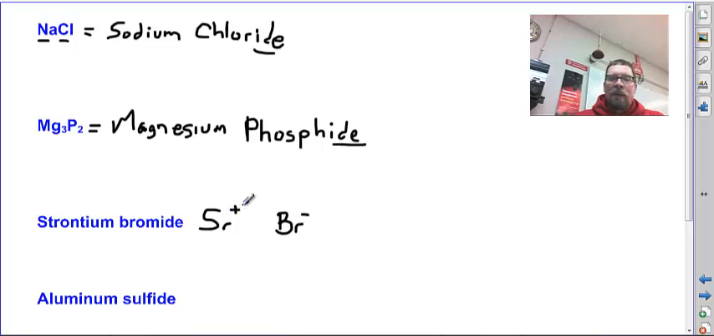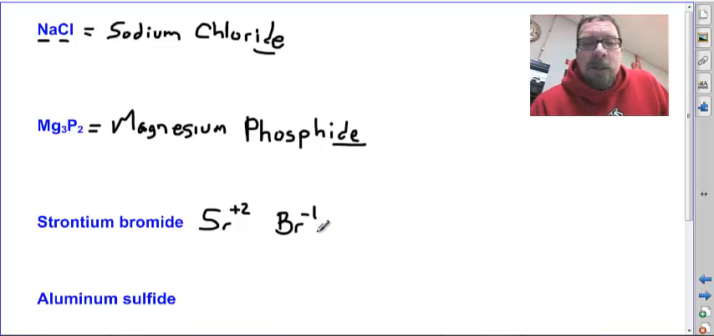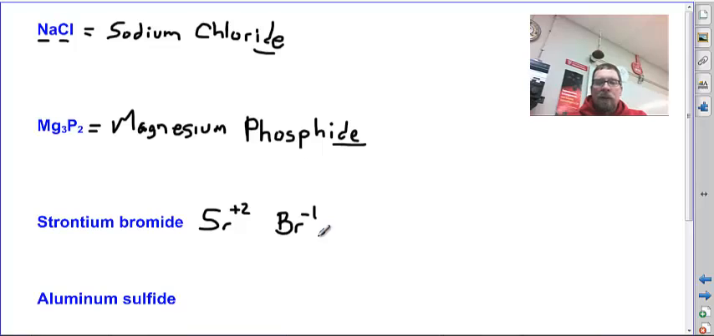What do I mean by that? I mean that if I look at strontium, it has a +2 charge. It's in column 2 with 2 valence electrons. It wants to dump those 2 electrons, and in doing so, it'll have a +2 charge. Bromine is one of the halogens. It has 7 valence electrons. It's looking to pick up an electron, and so it will, and be a -1 charge.